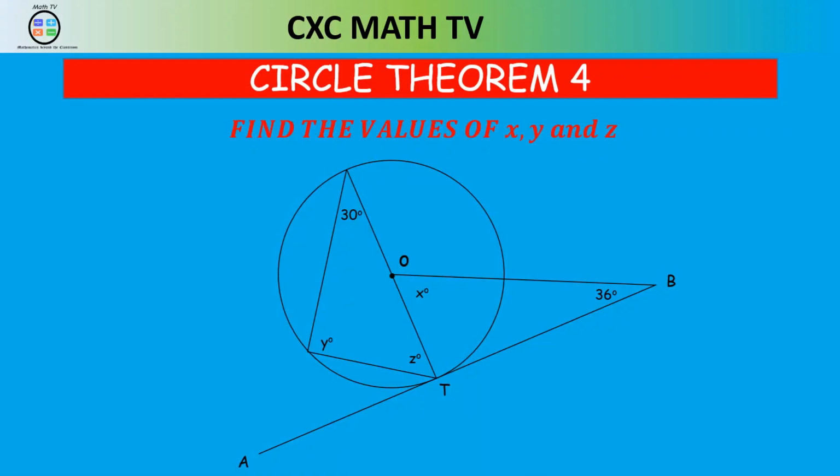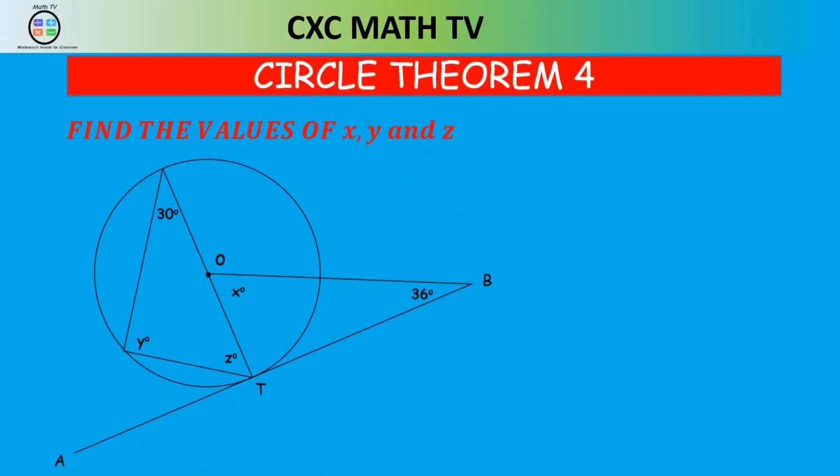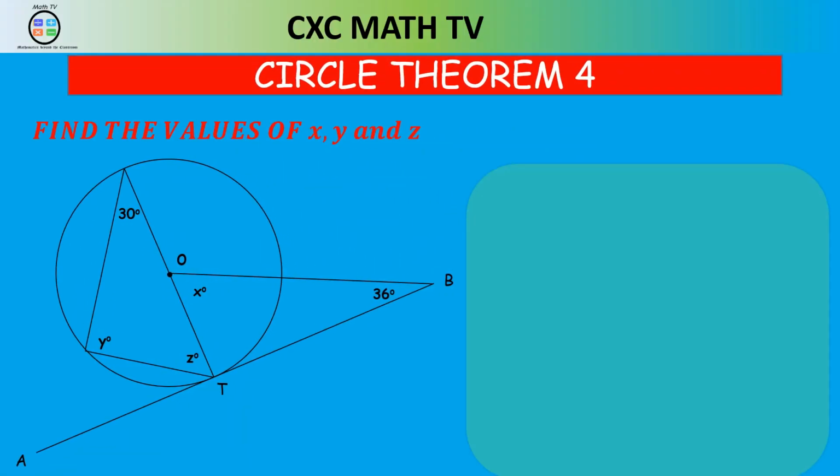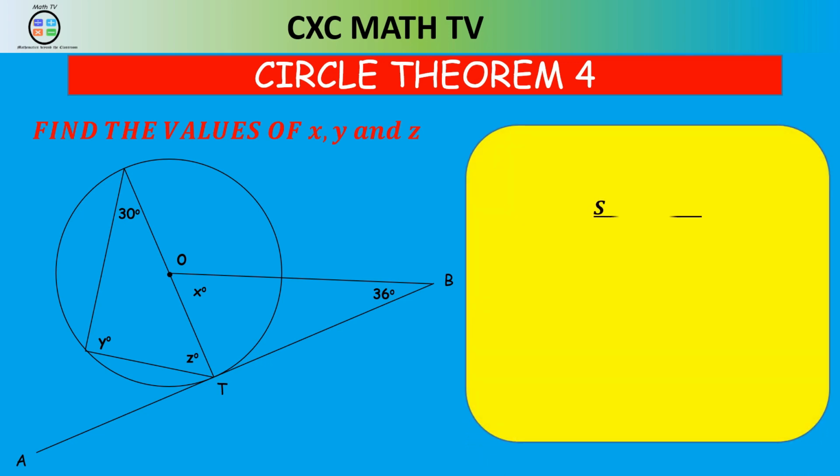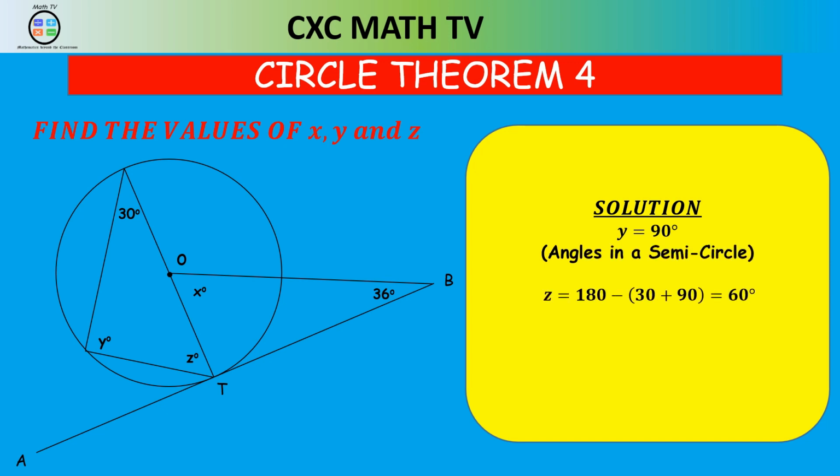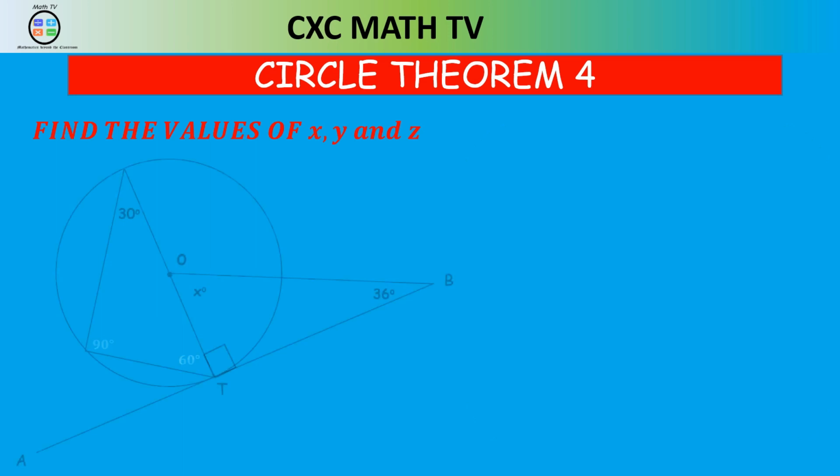So first we realize that angle y is 90 degrees because angles in a semicircle is 90. So now, once we get angle y, we know z is going to be 180 minus 30 plus 90, which is 60 degrees, because angles in a triangle sum to 180. So we can replace those two now, put the 90 and the 60 degrees in the diagram.